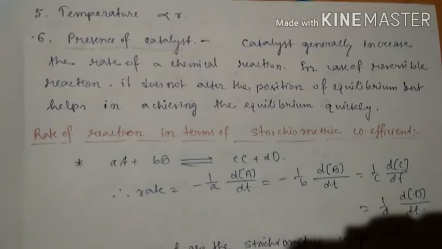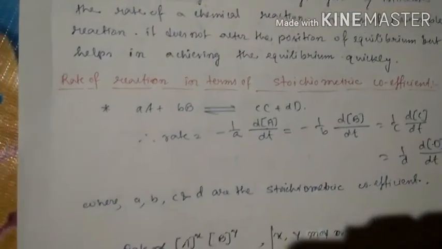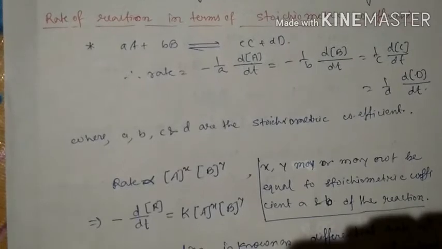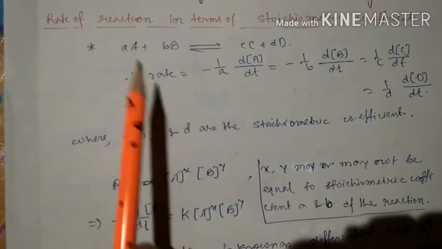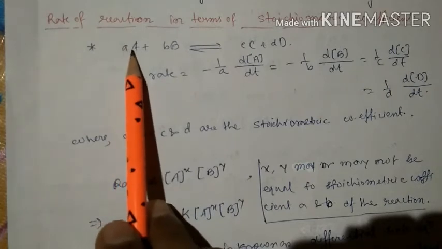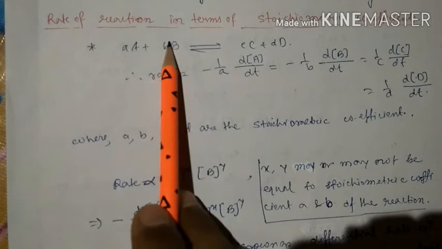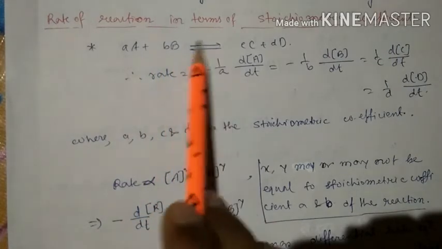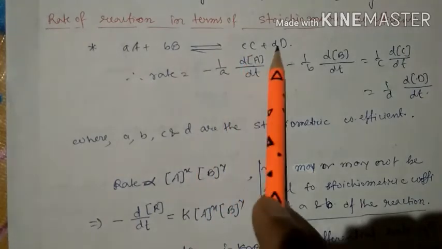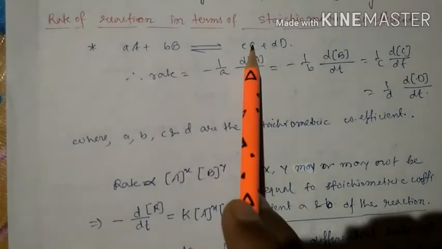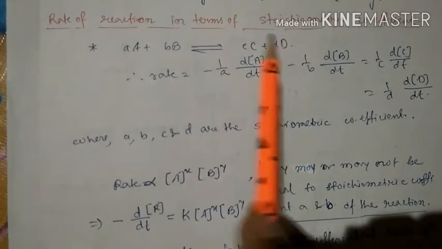Next thing is the rate of a reaction in terms of stoichiometric coefficient. First, let us take an example here. Small a is the coefficient of this one, reactant capital A. Small b is the coefficient of capital B, and the reversible reaction goes to small c capital C plus small d capital D. Okay, c and d are the coefficients of capital C and capital D respectively.